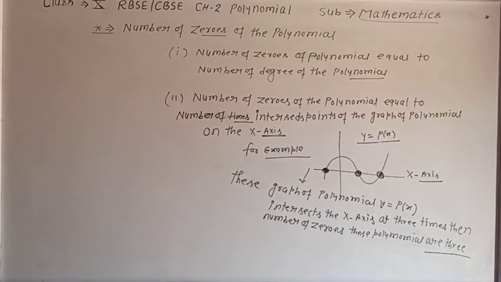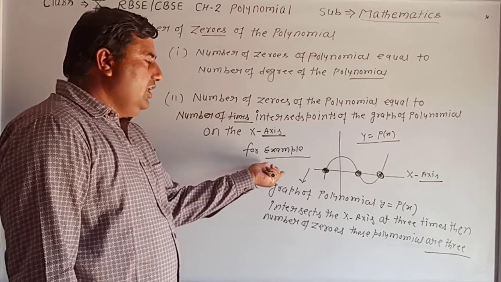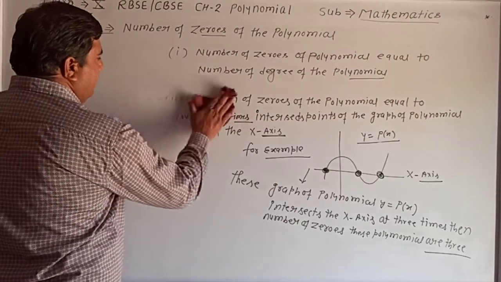Clear? Exercise 2.1, only these. Find out the number of zeros.